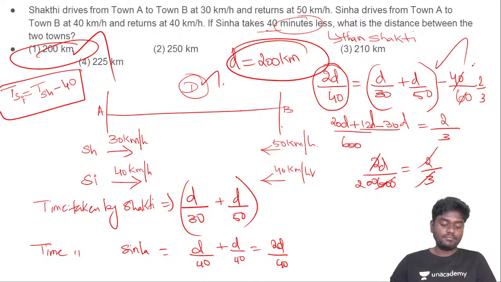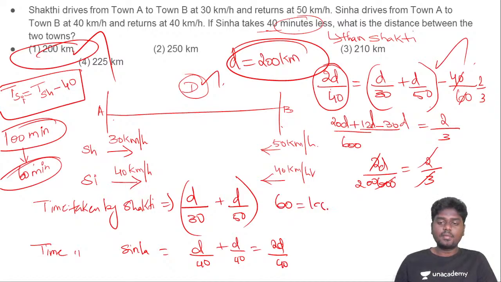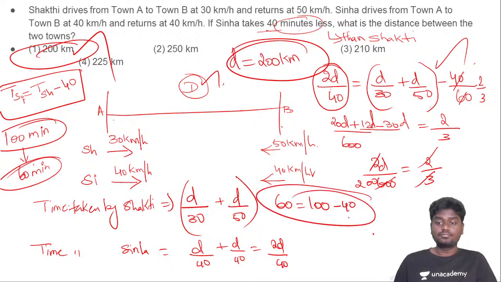How will it be Shakti plus 40, Rishabh? Listen very carefully. Sinha takes 40 minutes less. Let's say Shakti takes 100 minutes to travel from A to B. Then Sinha will take 60 minutes. So can I say 60 is nothing but 100 minus 40? For example, I'm telling you. That's what I've written here: time taken by Sinha is time taken by Shakti minus 40. You're getting this, Rishabh?